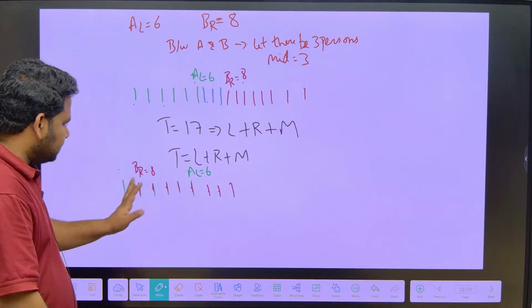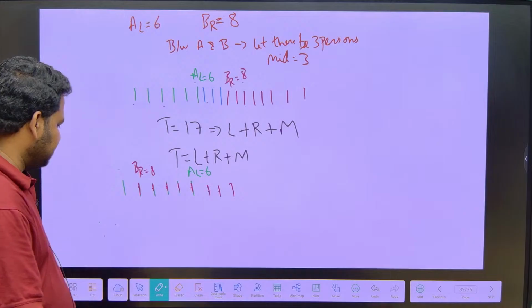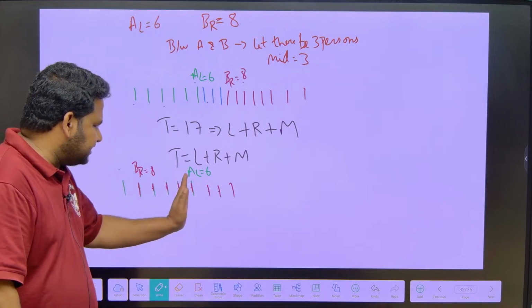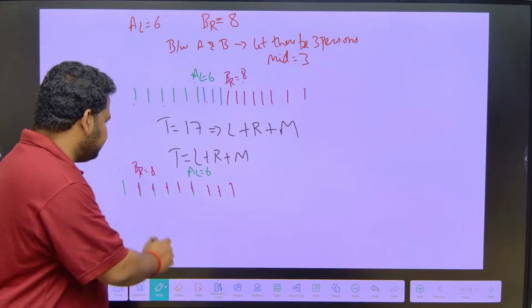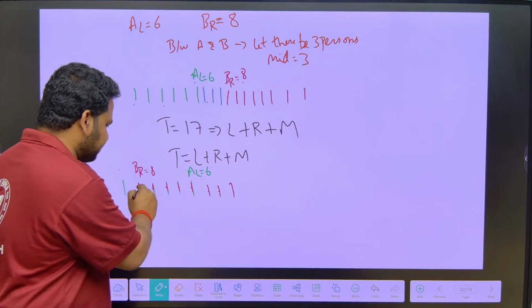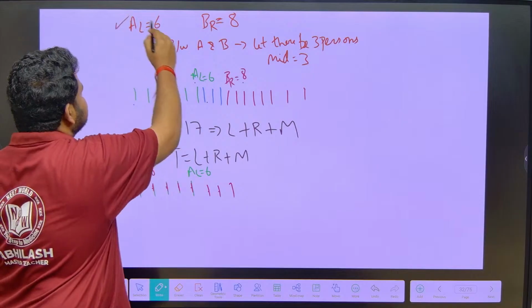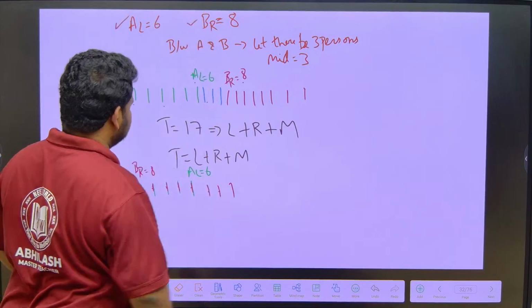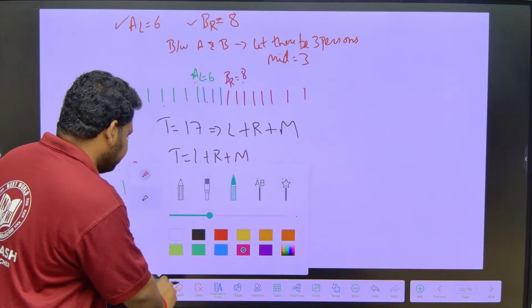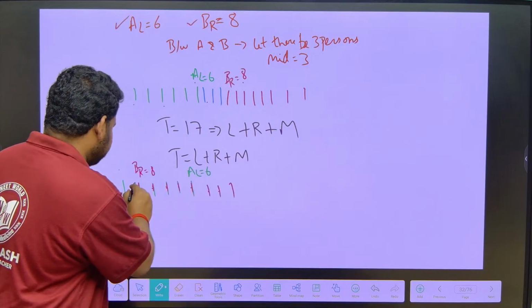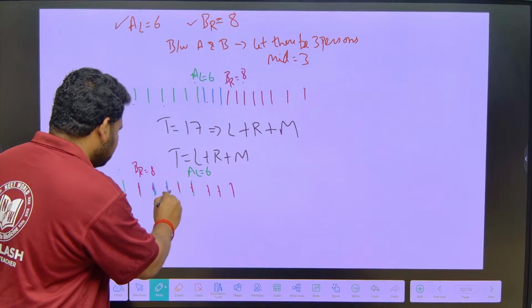Now observe here carefully. From the left side, A is 6th. From the right side, B is 1, 2, 3, 4, 5, 6, 7, 8. So the first condition is satisfied, and the second condition is also satisfied. But what about the middle condition? Between A and B there should be 3 persons. Are there 3 persons between A and B? Let us see. B is here, between them 1, 2, 3. Here A is there.